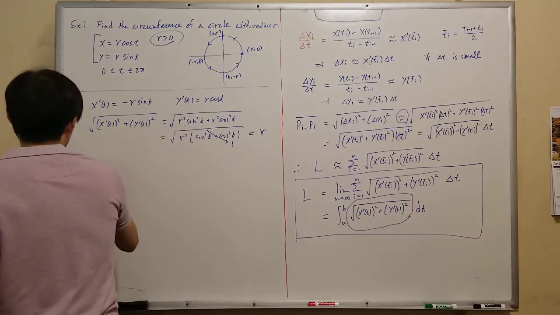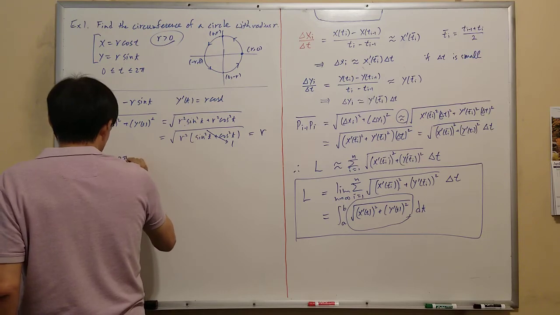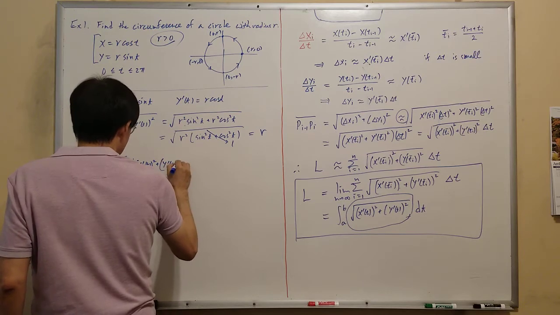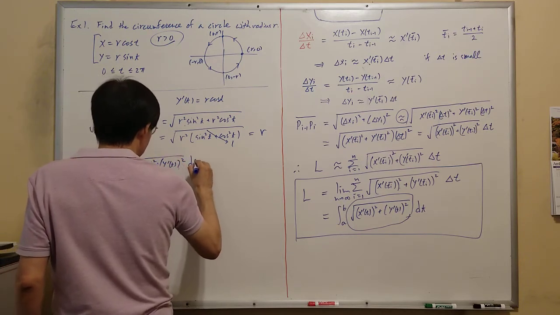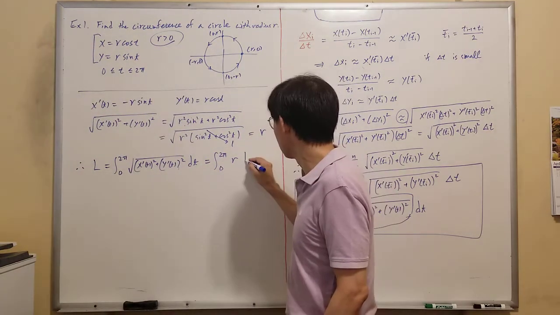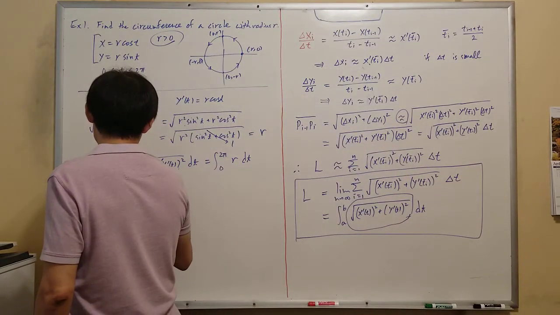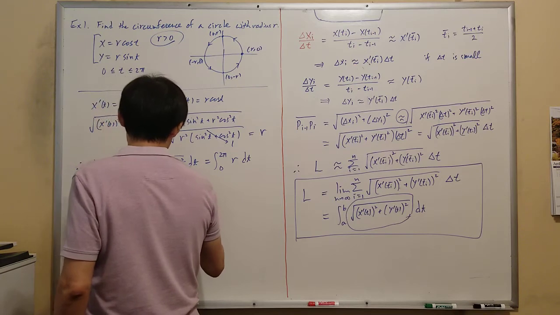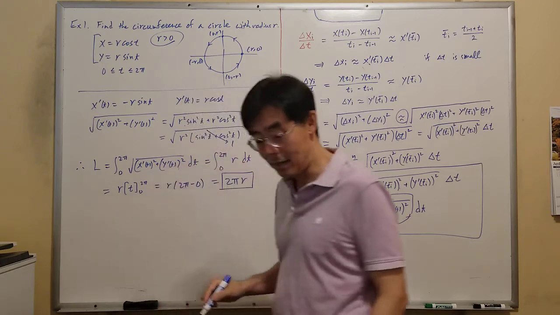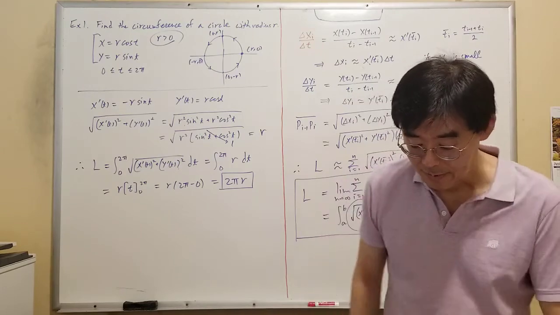So, your arc length, by definition, by this formula, from 0 to 2 pi of the square root of x prime of t squared plus y prime of t squared dt is nothing but the integral from 0 to 2 pi of the constant function r dt, right? So, that is rt from 0 to 2 pi, r times 2 pi minus 0, 2 pi r, as we expected. Okay? Alright.